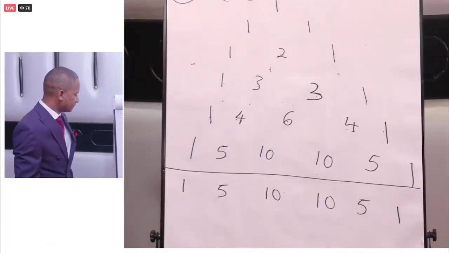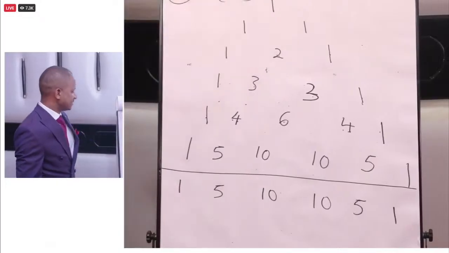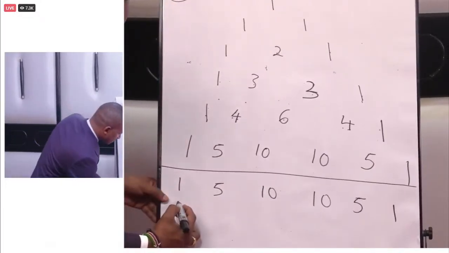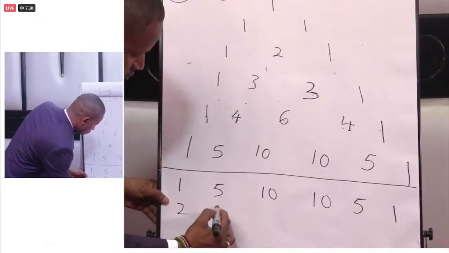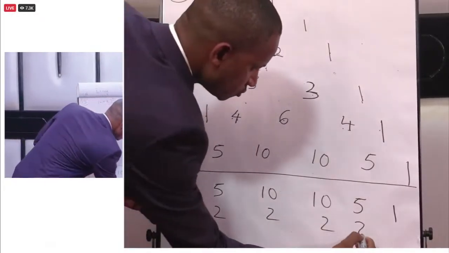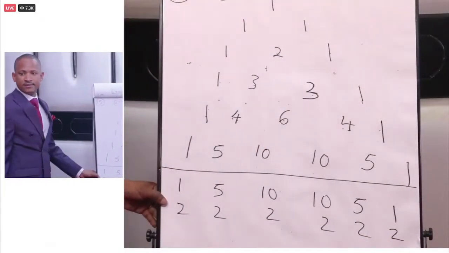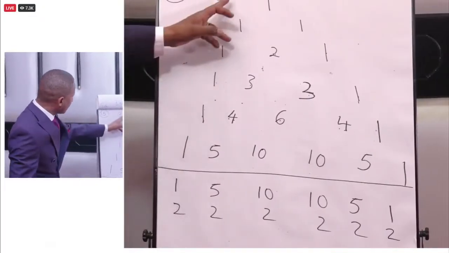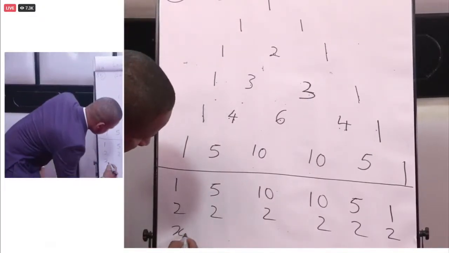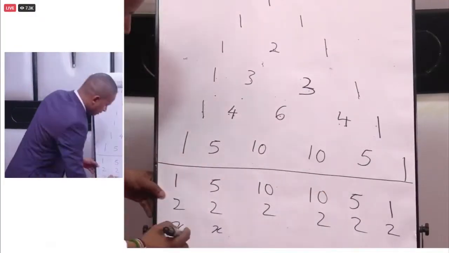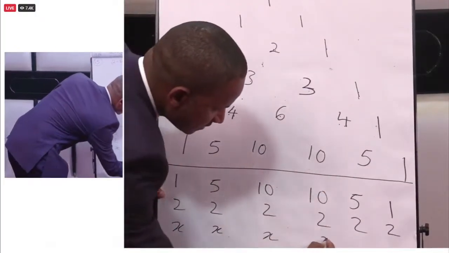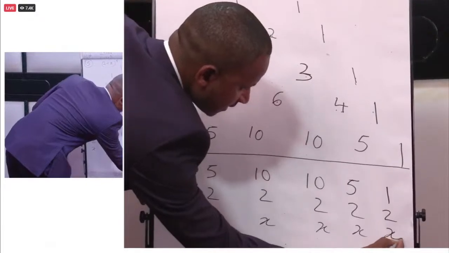So from here, you have 2 plus x. So just write 2, 2, 2, 2, 2, 2. Then you write the value of x. These are coefficients. These are called coefficients. So you write x, x, x, x, x, x.